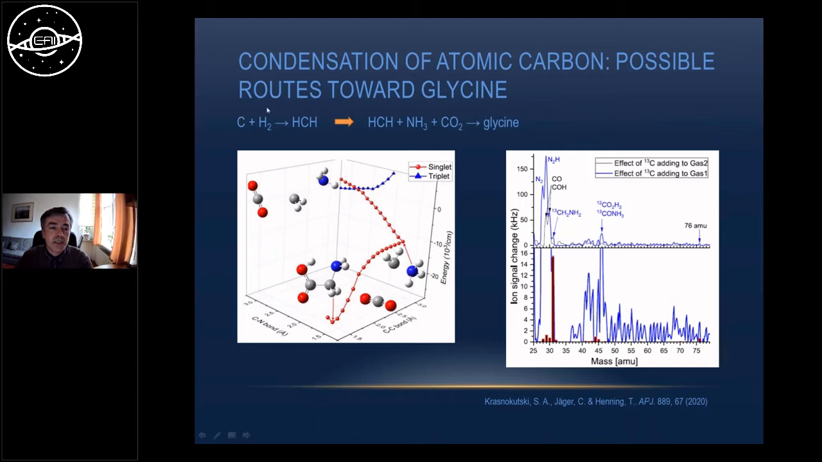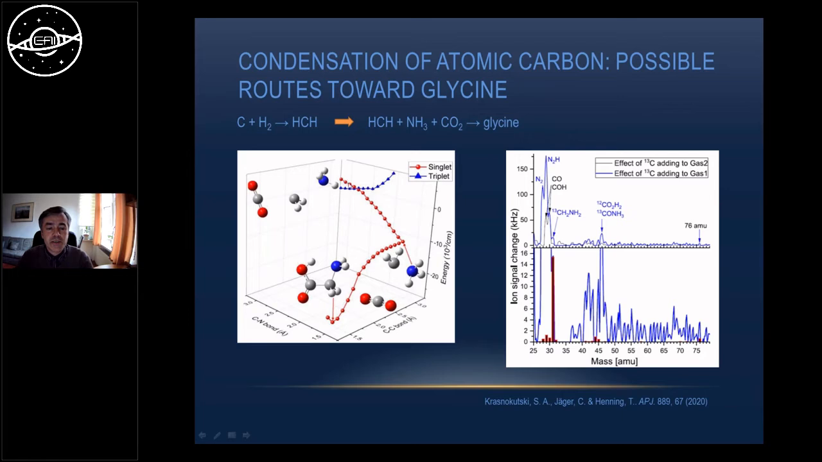When carbon atoms react with H2 molecules, it leads to the formation of the HCH molecule, and it's followed by the release of about 24,000 wave numbers of energy. And then HCH molecules can react with ammonia and CO2 molecules, leading to the formation of glycine.